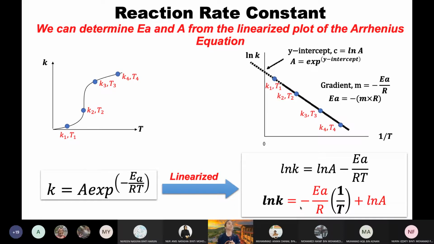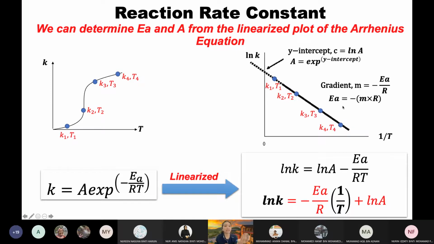Okay, so can you imagine? Kamu dah plot graph, kamu dah dapat gradient dia. Katakan kamu kira kecuraman dia. That gradient is equal to your minus EA per R. So, R gas constant kita dah tahu. Kita dah tahu gradient. So, kalau kamu darab, you can get your activation energy. So, that's how you get your activation energy by plotting the graph. Tapi graph dia kena betul, ln K versus 1 per temperature. So, gradient equals to minus EA per R. So when you multiply gradient dengan gas constant, you get your EA.